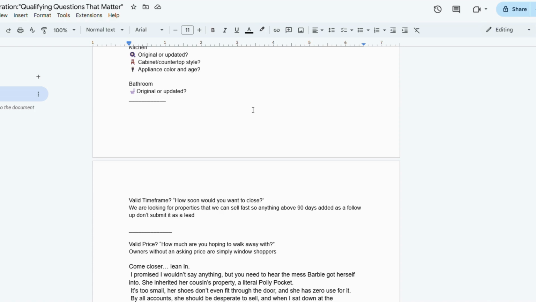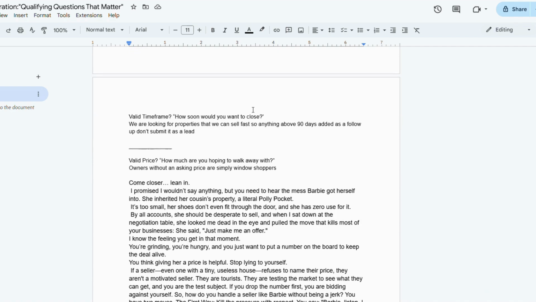So come closer, lean in. I promise I won't say anything, but you need to hear this mess Barbie got herself into. She inherited a property. It's her cousin's property. It's a literal Polly Pocket. It's too small. Her shoes don't even fit through the door. And she has zero use for it. By all accounts, she should be desperate to sell, right?